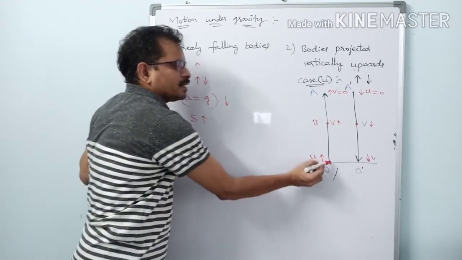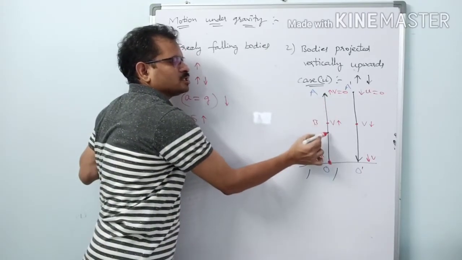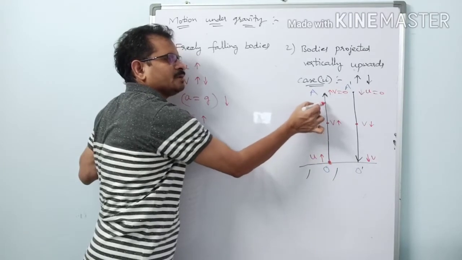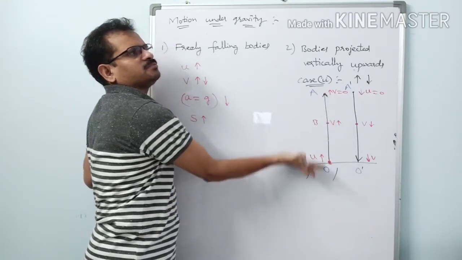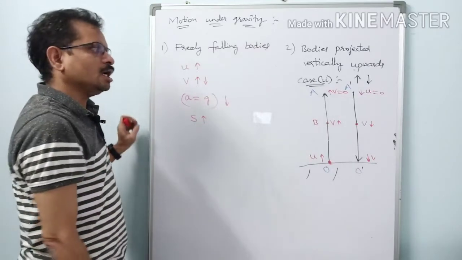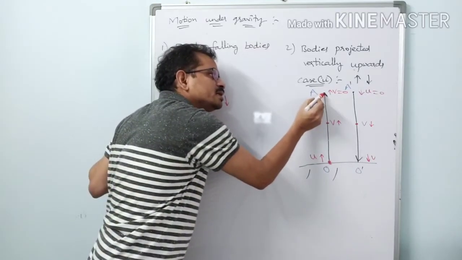So when the body is moving up, what is the final point? This could be the final point, this could be the final point, this could be the final point. In that case, the displacement vector is in upward direction. Now what happens when the body is moving in downward direction?